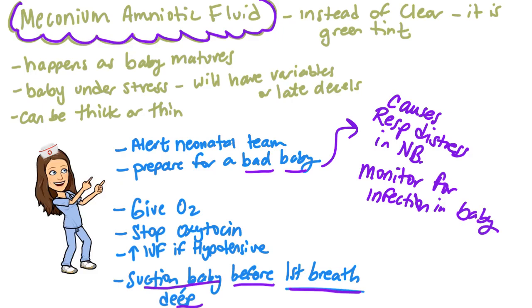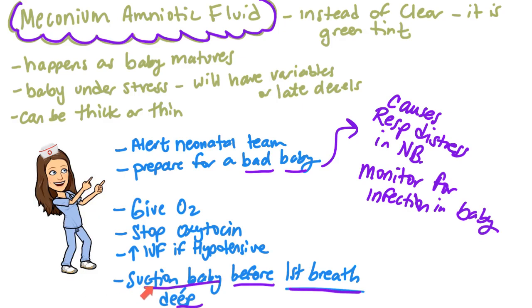Now before delivery, if we see that the baby is having variables or decels in the presence of meconium, we will give the mom oxygen, turn her on her side if she's laying on her back, stop oxytocin if that's being infused, and we will give IV fluids if mom is hypotensive. Because if mom is hypotensive, we're not going to be able to perfuse well to the baby. So we don't want her to have really low blood pressure.